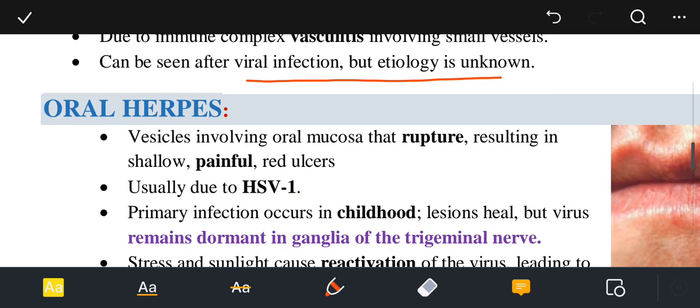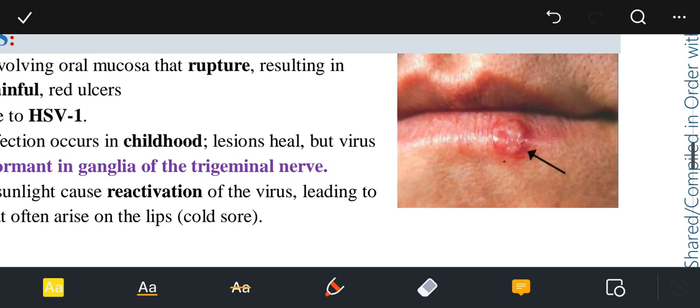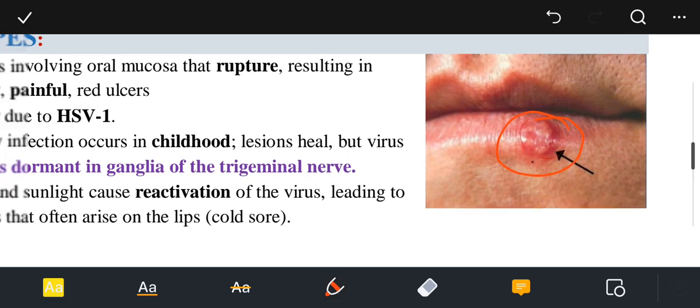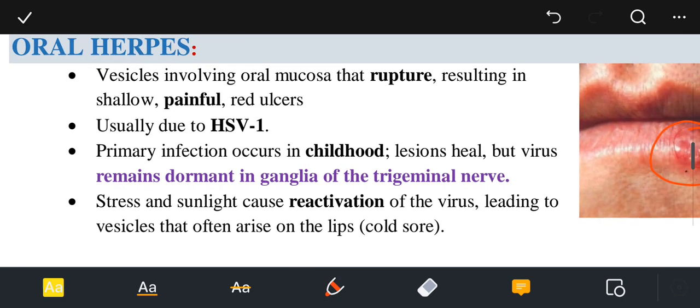Then we have oral herpes, as you can see in this picture. So oral herpes: vesicles involving the oral mucosa that rupture, resulting in a shallow, painful red ulcer. It is caused by HSV1.